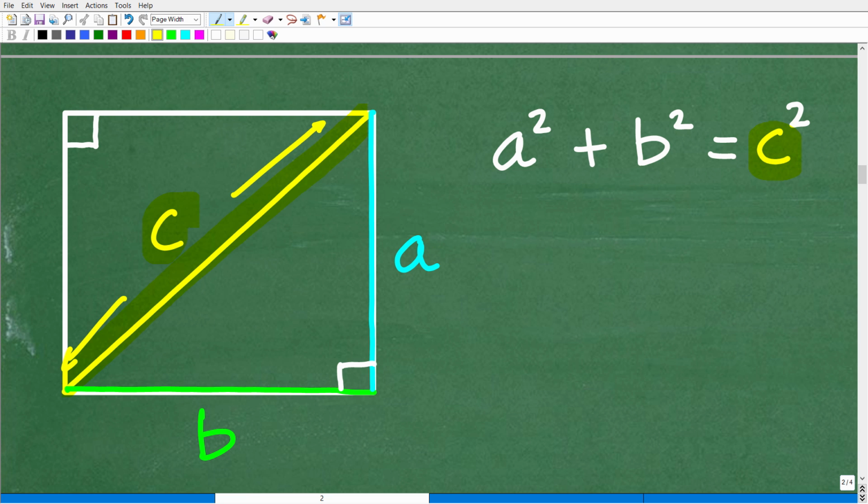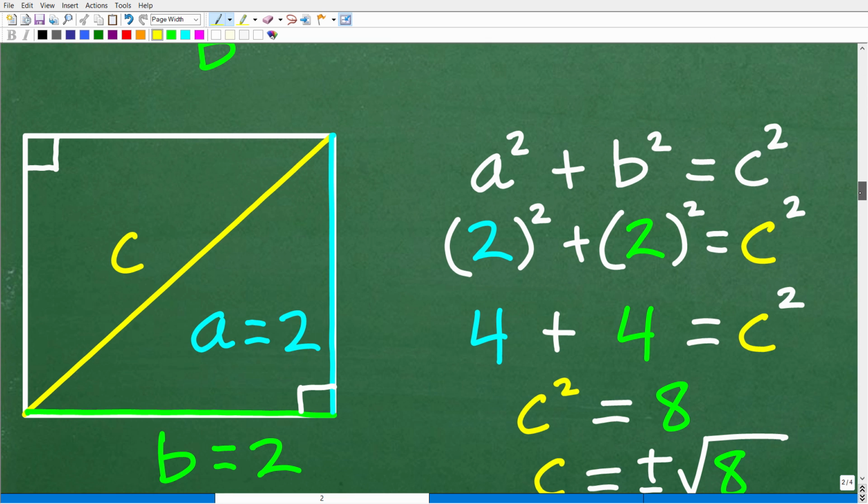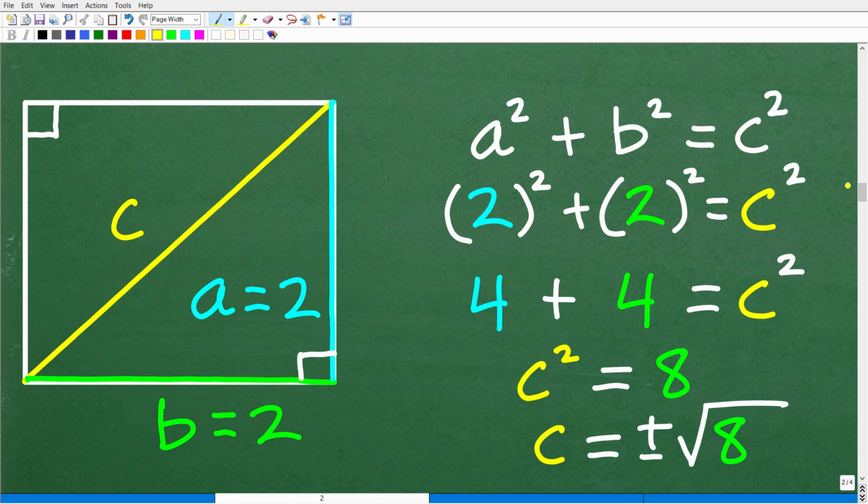So how does this work? Let's talk about that by showing you an example. What the Pythagorean theorem states is that if we take the square of this side and the square of this side and add them up, it's the same as the square of the hypotenuse. This is a little easier to understand in action. So let's take a look at our square here. This side would be 2 because all sides are equal, and this side is 2 as well. Let's suppose I wanted to find the length of the hypotenuse.